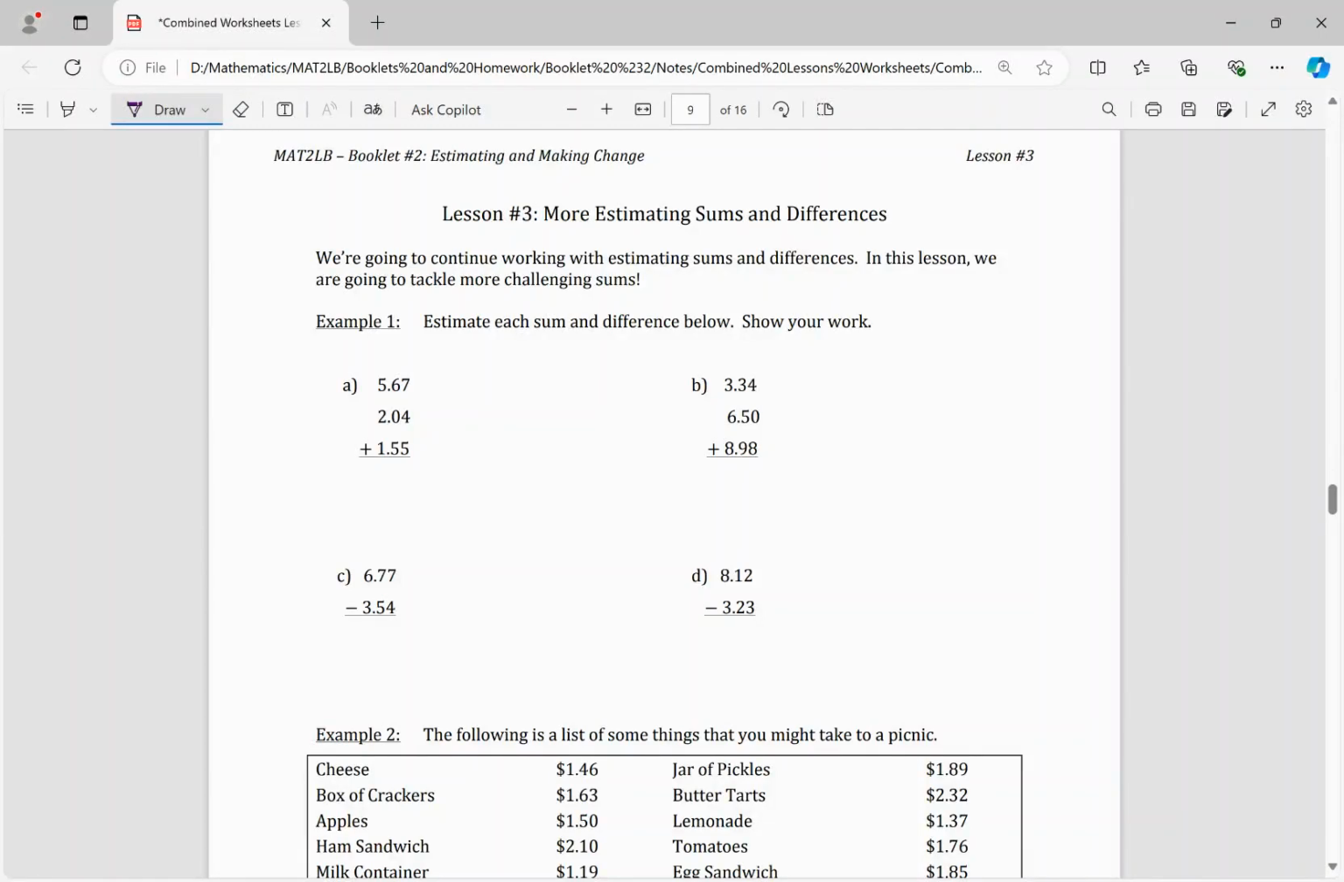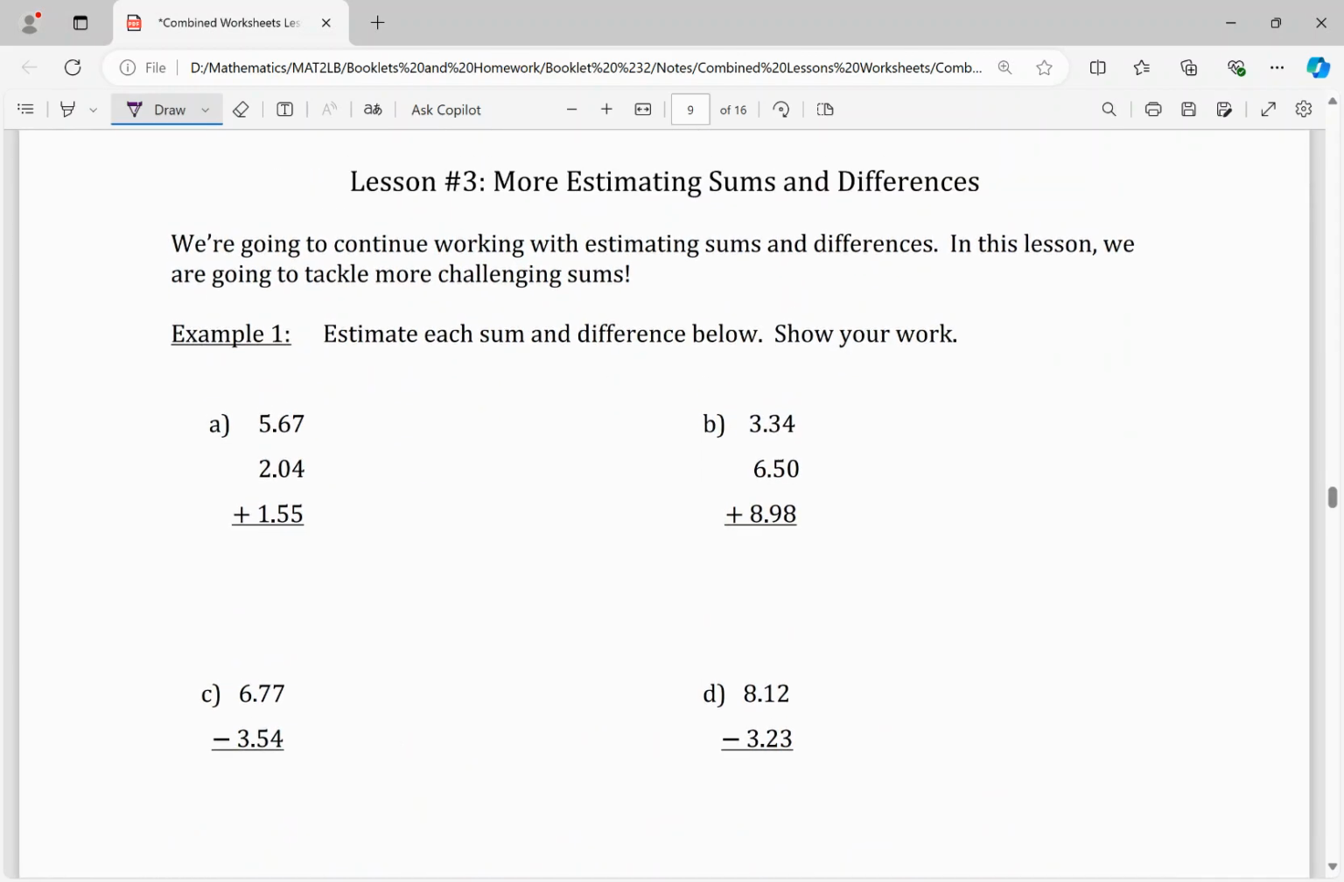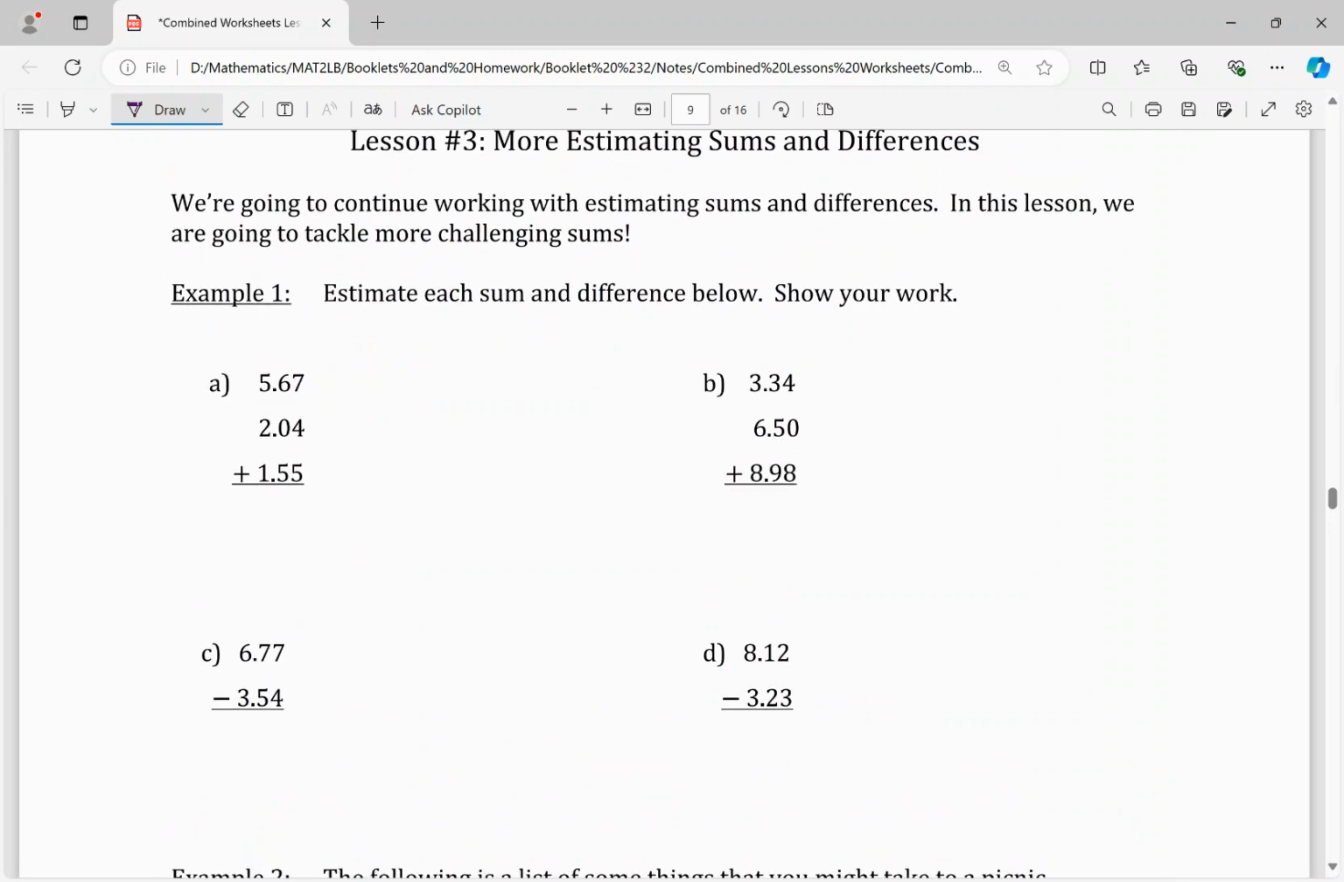All right, guys. Today we are completing Lesson 3 in Booklet 2. That is more estimating sums and differences. Now, if you were comfortable with the previous lesson, you should be okay with this one as well. It's just some extra practice. Some of the questions are a little bit more difficult, but we're still estimating, rounding, adding, and subtracting. So, not much to do, but jump right in.